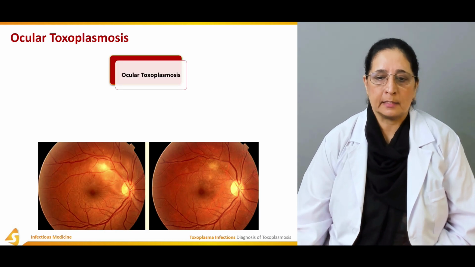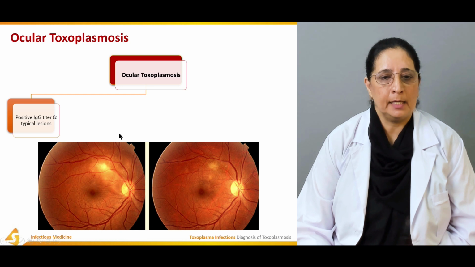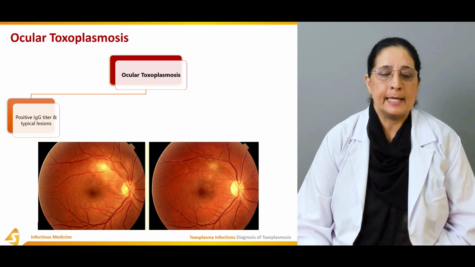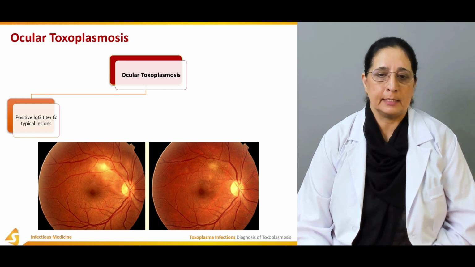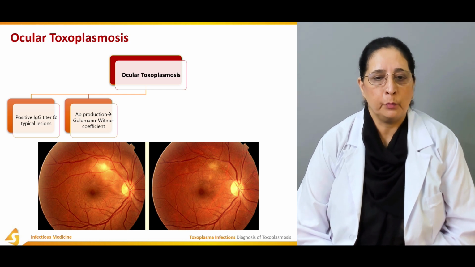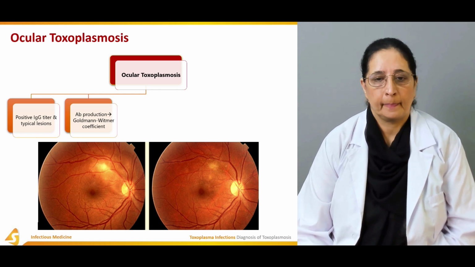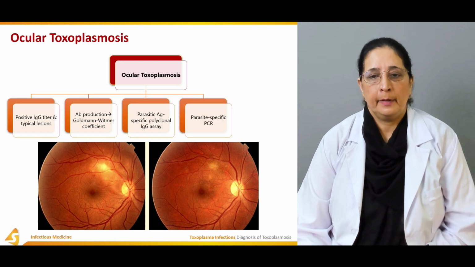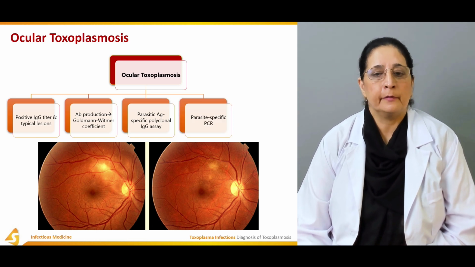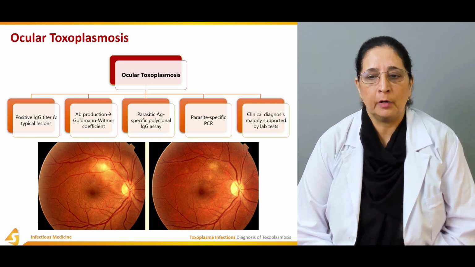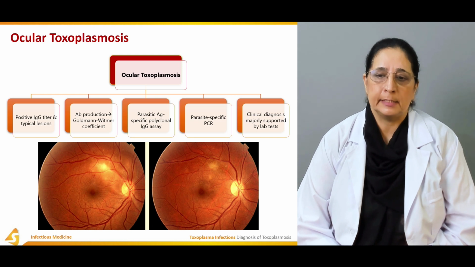Ocular toxoplasmosis, involvement of the eyes. In that we have a positive IgG titer and typical lesions present in the eyes. Antibody production is assessed by the Goldmann-Witmer coefficient, and by a parasite antigen-specific polyclonal IgG assay. Parasite-specific polymerase chain reaction is also done. The clinical diagnosis is mostly supported by the lab test.